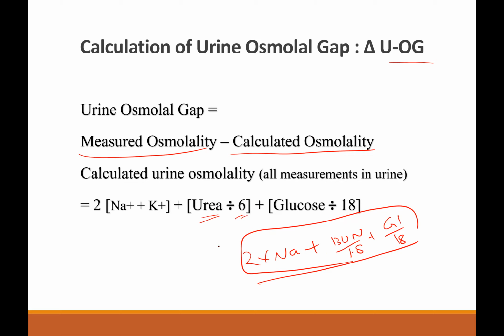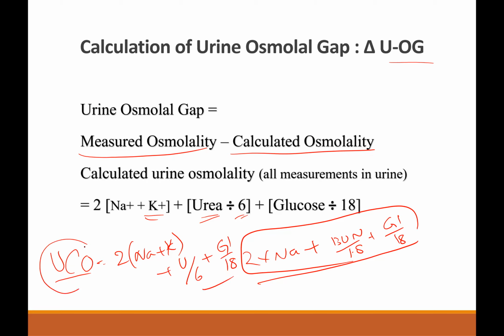Instead of only sodium, there is an ingredient potassium also, and sodium plus potassium together, you take the total and then multiply by 2. Then you get the calculated osmolality. So UCO, urine calculated osmolality, is equal to 2 times urine sodium plus potassium plus urea divided by 6 plus glucose divided by 18. That gives you the calculated osmolality. Measured from the osmometer, and the difference is the urine osmolar gap.